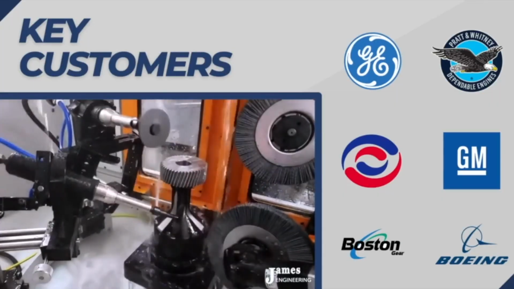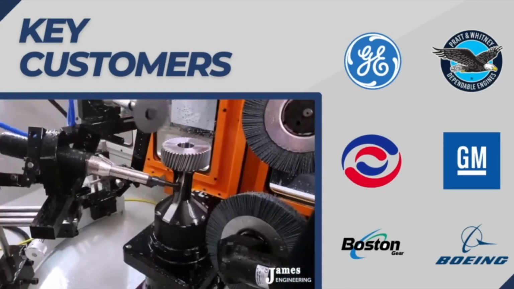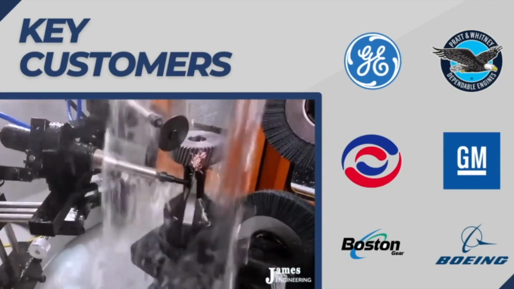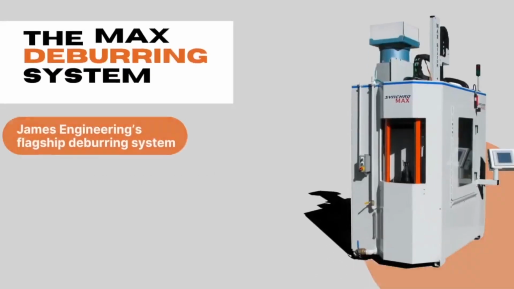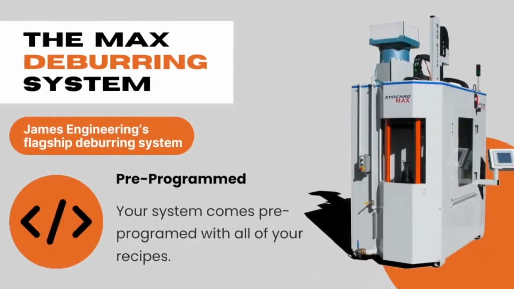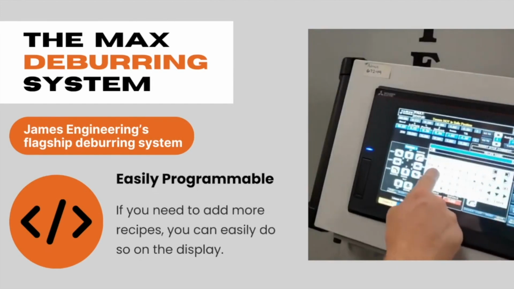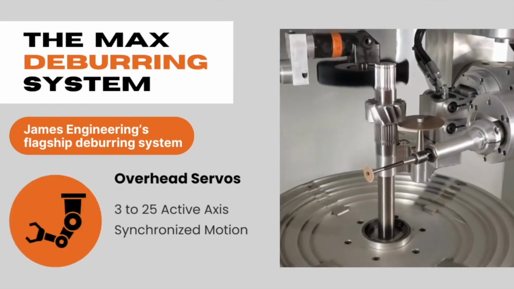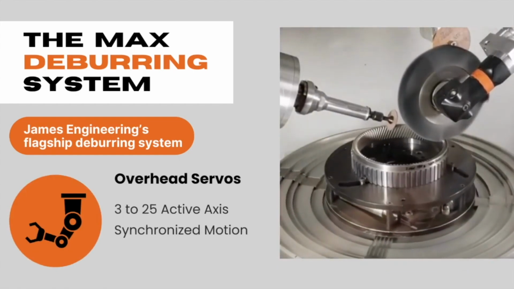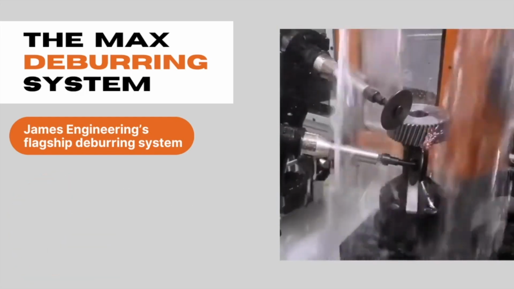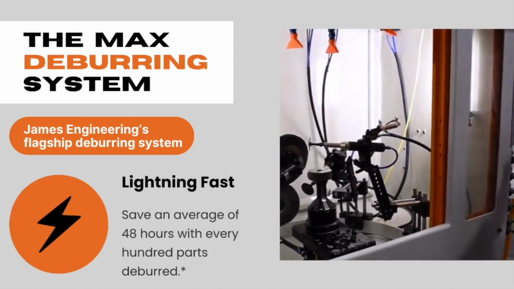What do Pratt & Whitney, GE Aviation, Boeing, Boston Gear, ZF, Allison Transmission, John Deere, and General Motors all have in common? They all utilize a James Engineering deburring system to save time, money, scrap, and injury in their deburring processes. All systems come pre-programmed with your recipes, and you can easily add more to the control panel. Utilizing up to 4 overhead servos, these systems can achieve up to 25-axis synchronized motion. Our systems are lightning fast. According to our survey, our customers save an average of 48 hours with every 100 parts deburred.